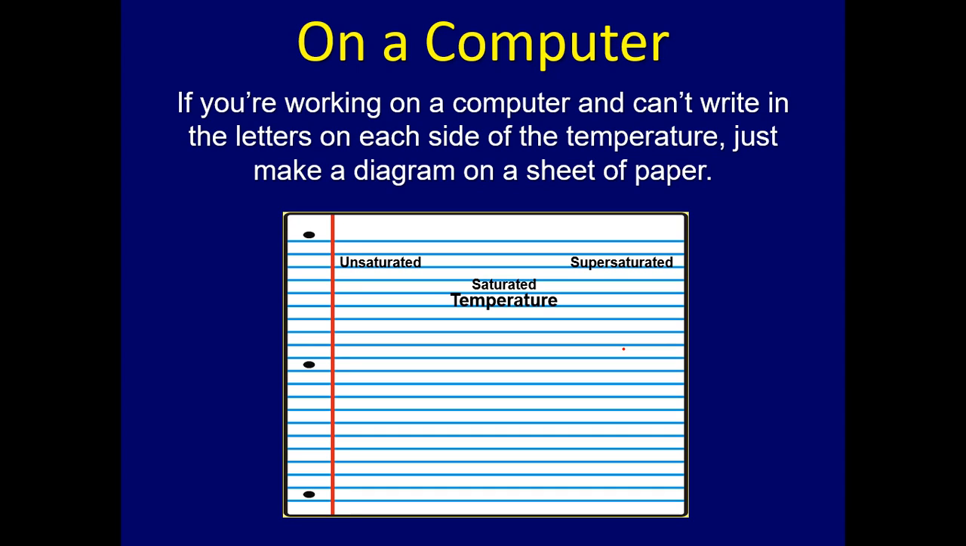If you're working on a computer and can't write in the letters on each side of the temperature, just make a diagram to remind yourself. Less is unsaturated, to the right is supersaturated, and the amount actually given is saturated. That's all you need to write. Just remind yourself: look to the left or right. Take away the anxiety.